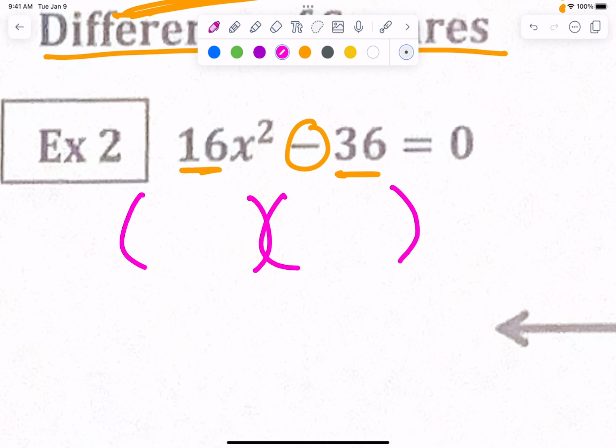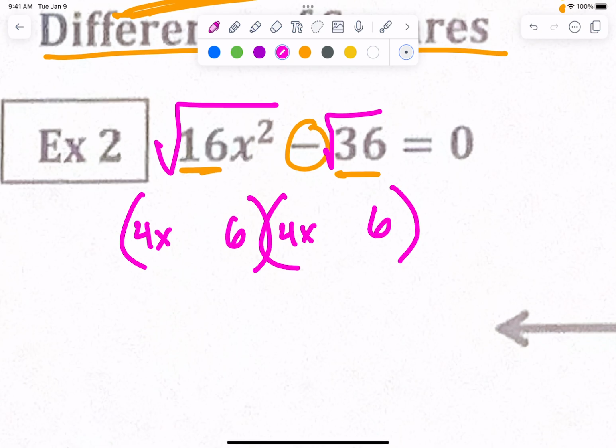Really fast. You look at this first chunk, which is 16x squared, and you take the square root. What's the square root of 16x squared? 4x, right? The square root of 16 is 4, the square root of x squared is x. So I put 4x there and I put 4x there. Then I do the same thing with 36. What's the square root of 36? 6 and 6, right? So the first piece is 4x, the last piece is 6. One of them is plus, one of them is minus. Have you done this before? Hey, you've done this before.